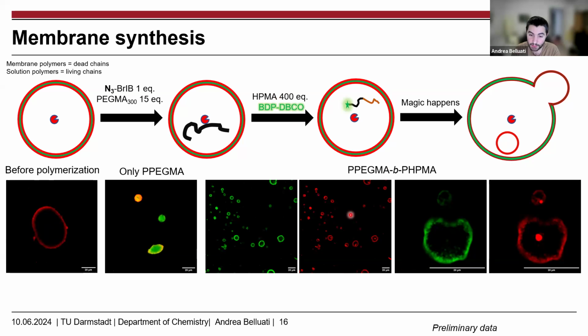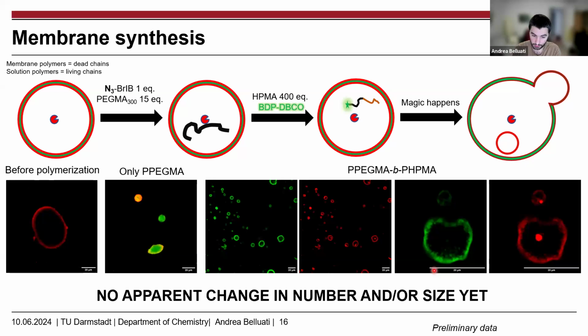You see the vesicles are now either two layers of membrane or one layer with two different polymers. It's not possible to tell yet with this preliminary data. But still, we can produce new membrane on the old vesicles. However, to this point, I still can't find any apparent change either in number or size of these vesicles. So there is still a lot to be investigated.